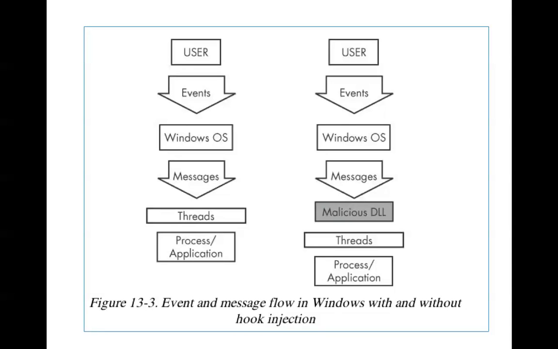So you might have the user hitting the keyboard, and that would be an event that would go to the OS. It would send a message to a thread, which would be something like Microsoft Word picking up that you pressed a key, so it's time to draw another letter on the screen. But you could put a malicious DLL in if you could hook, and then it would do extra stuff with that message before it reaches the application.